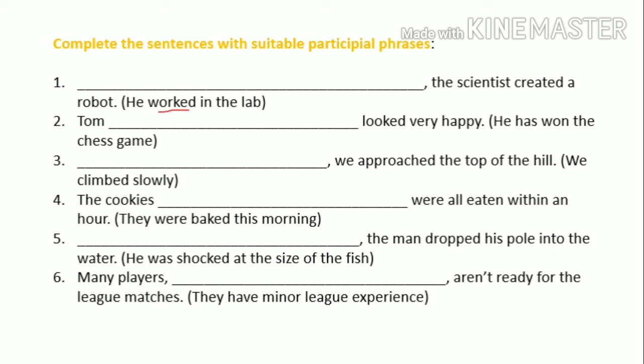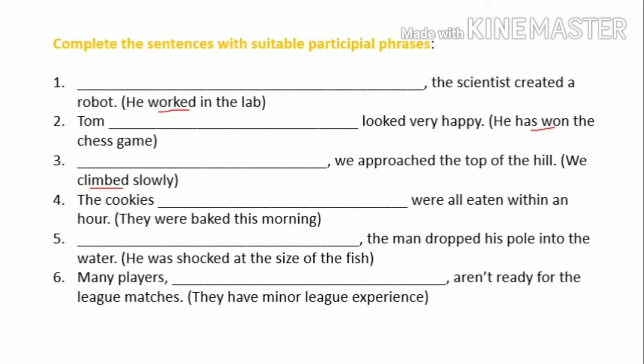Tom Dash looked very happy. He has won the chess game. He has won. So you have the verb has won. So how do you write? Tom, having won the chess game, looked very happy. We approached the top of the hill. We climbed slowly. The verb is climb. How do you write the participle phrase? Climbing slowly, we approached the top of the hill.